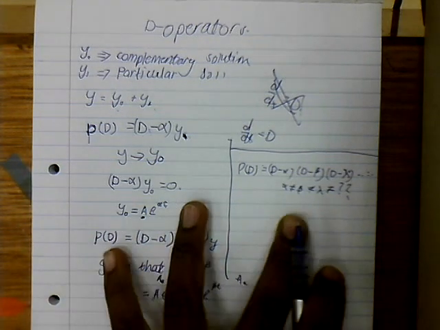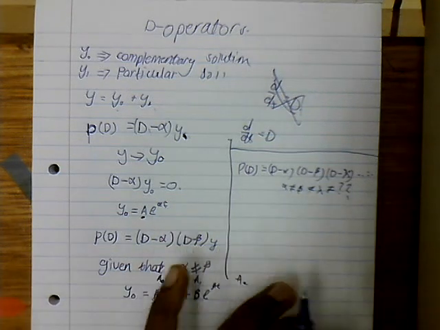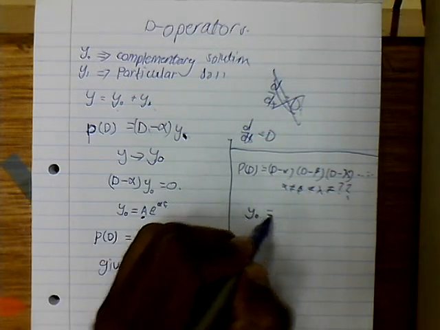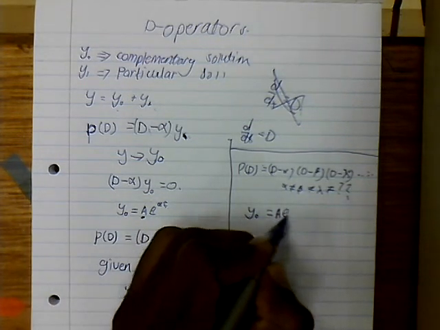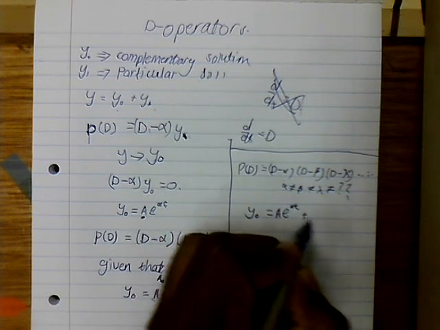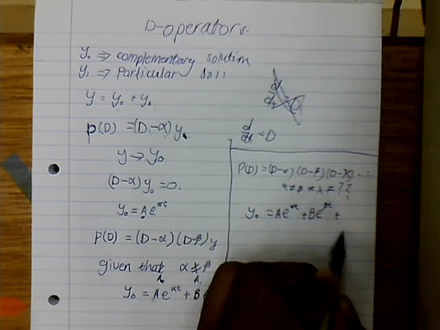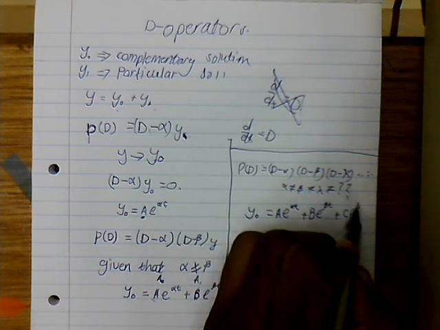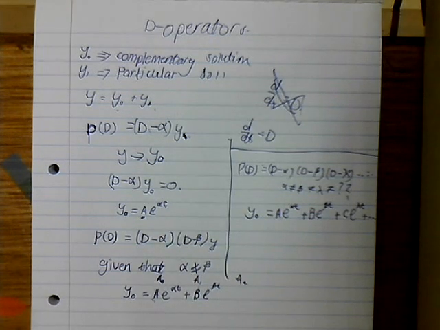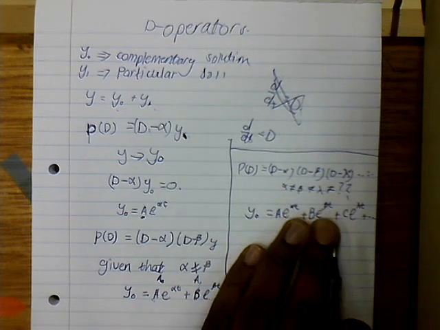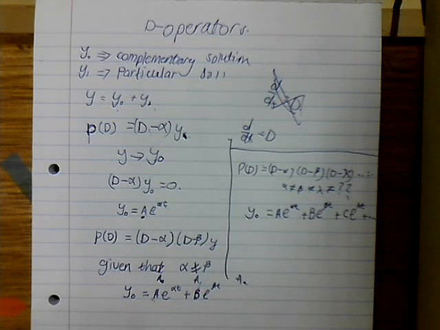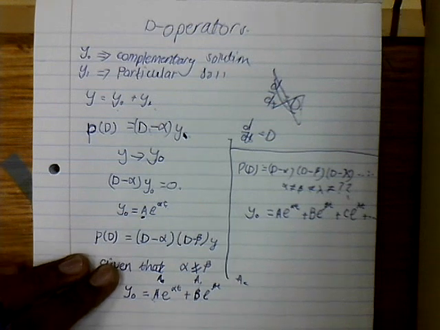Now, what we can say is that the complementary solution of this is A e to the power of alpha t plus B e to the power of beta t plus C e to the power of lambda t plus whatever follows. Note that this part is for when the roots are not the same. Now I'm going to do the part when the roots are the same. Please take note of this, because it is very, very important. Okay, let me go to the next page.